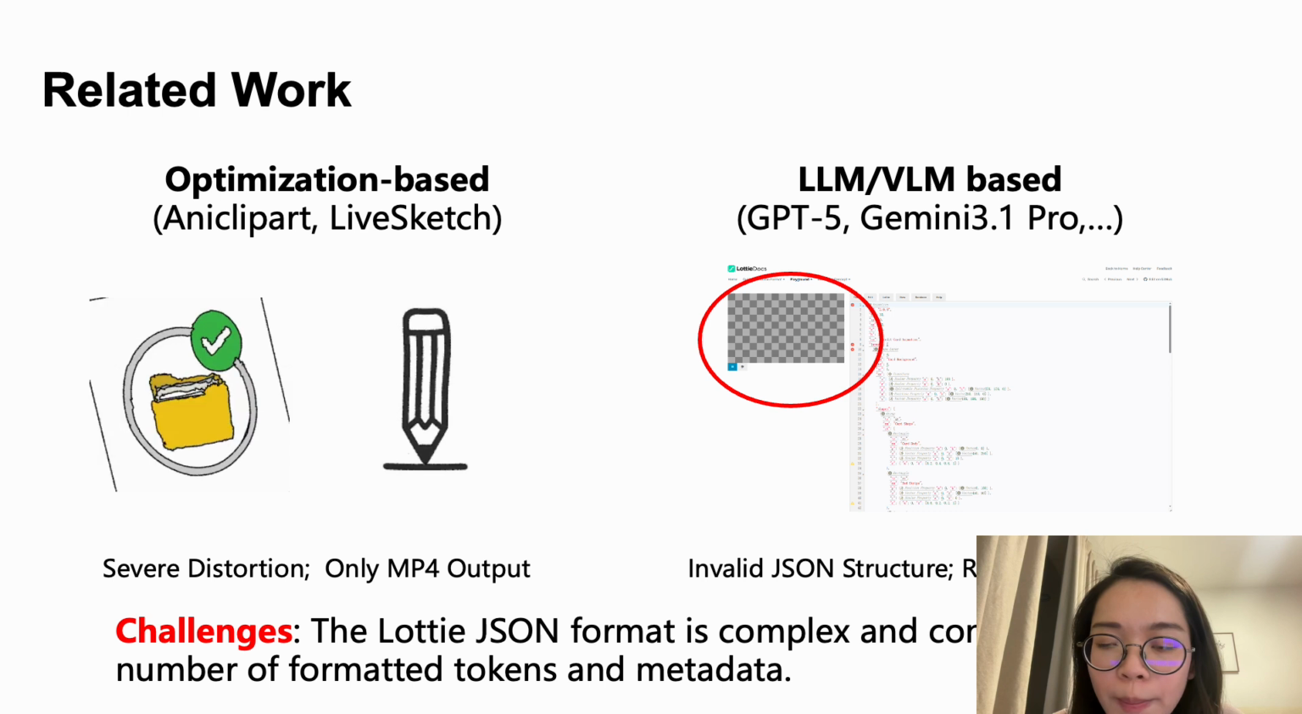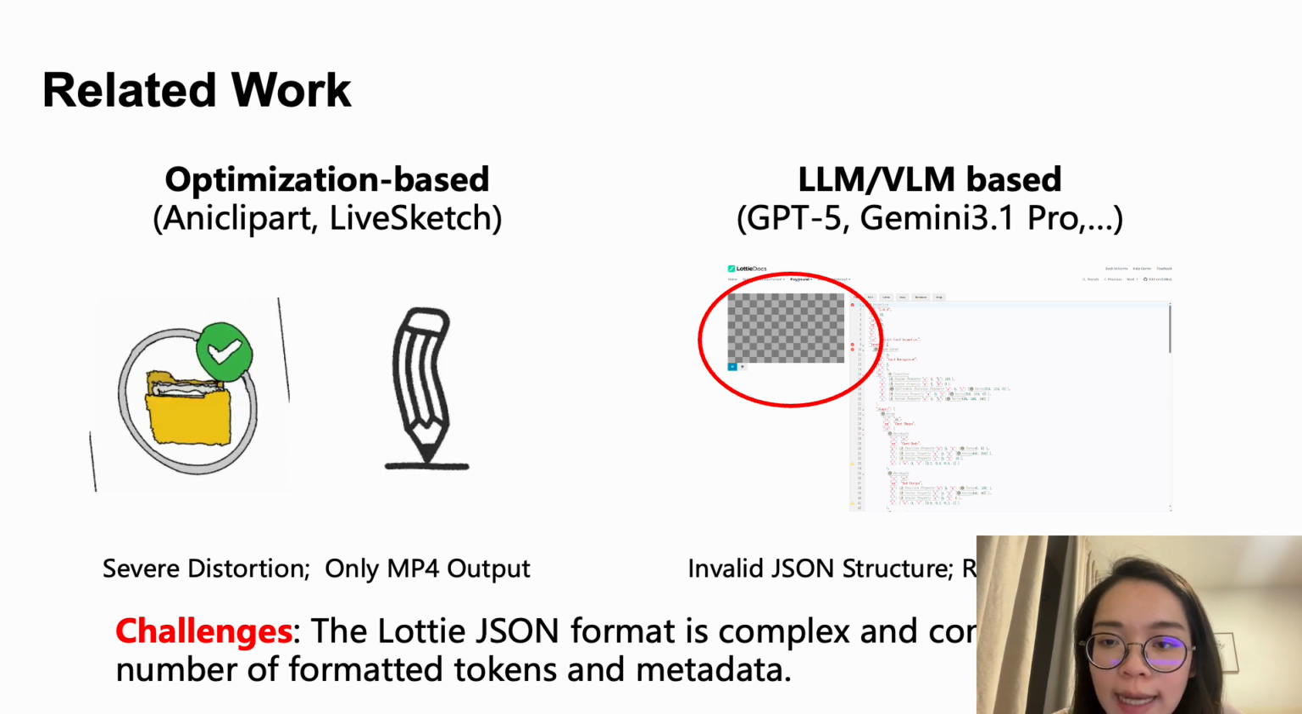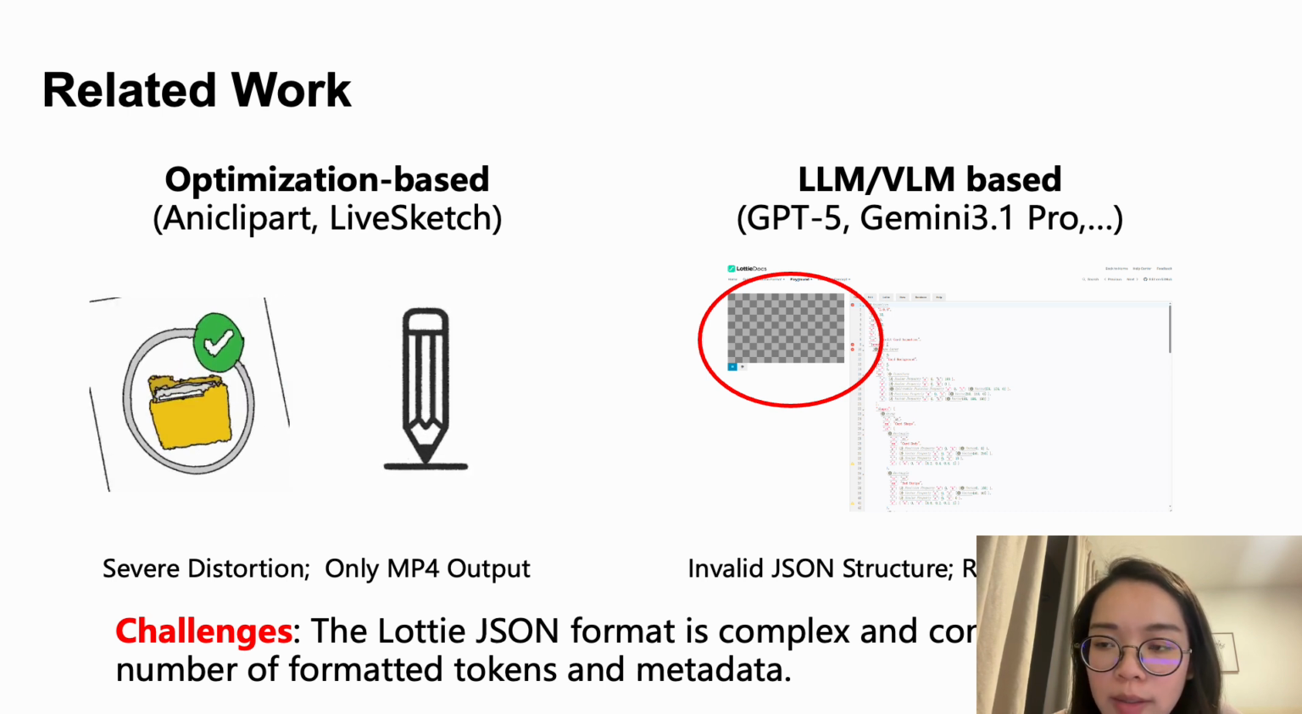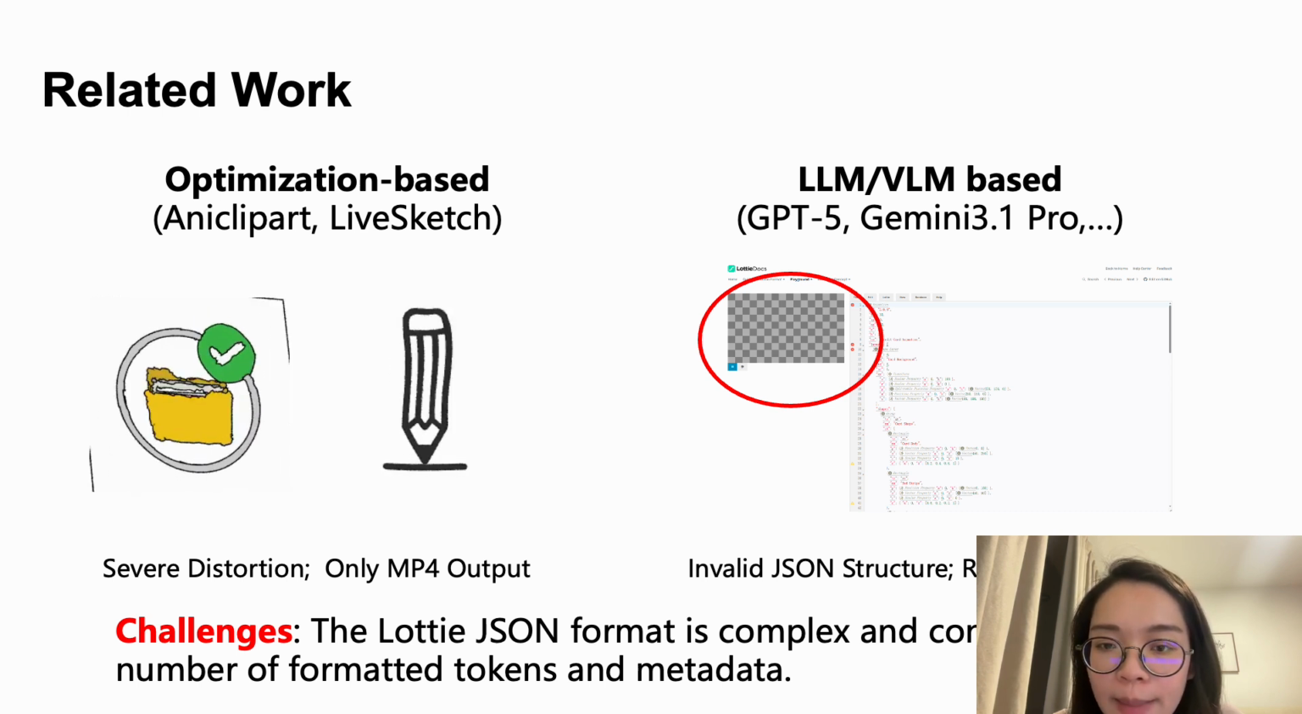Existing optimization methods like any clip paths suffer from severe geometry distortion and only output MP4 videos, not true vector animations. On the other hand, if you ask general models like Parameterized Report 1 Pro to generate Lottie JSON directly, they fail often. Even a missing bracket breaks the whole animation, leading to blank screens.